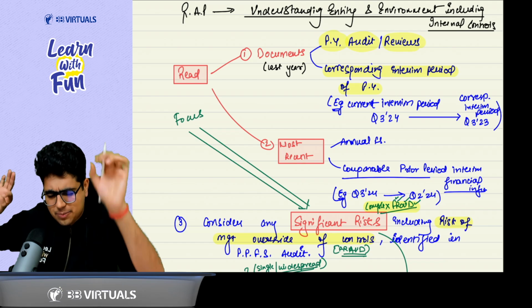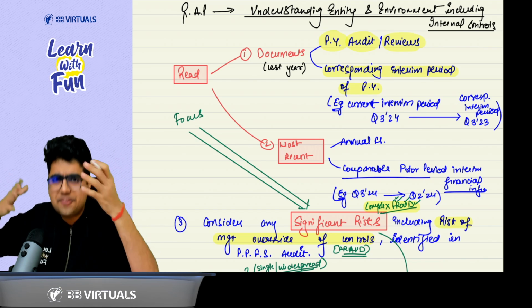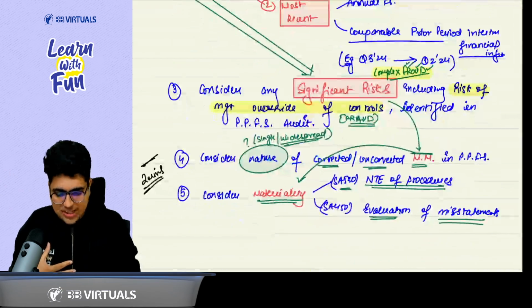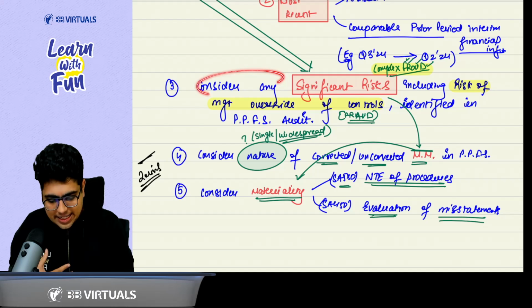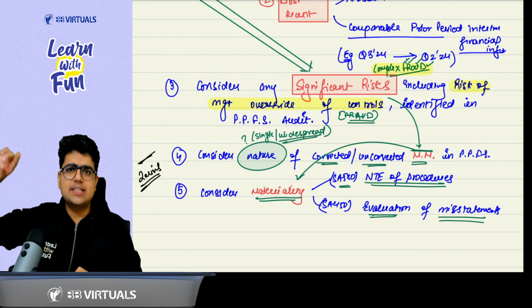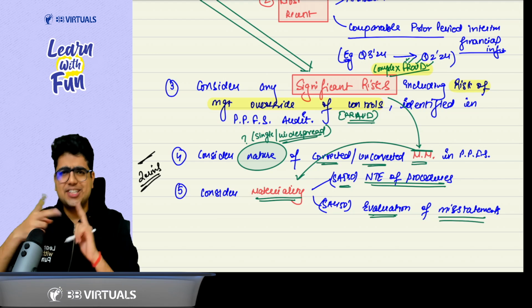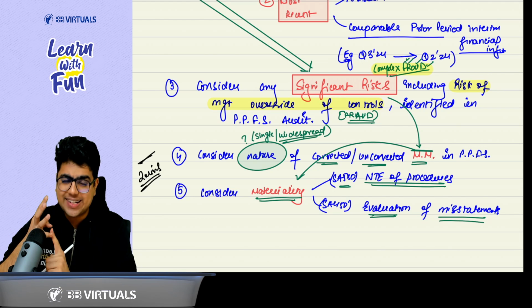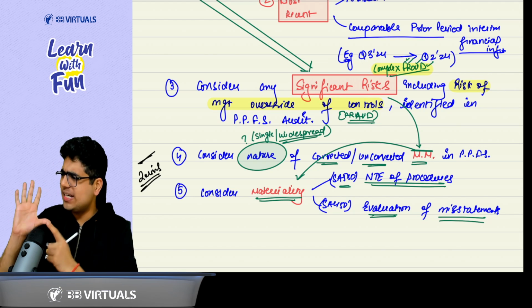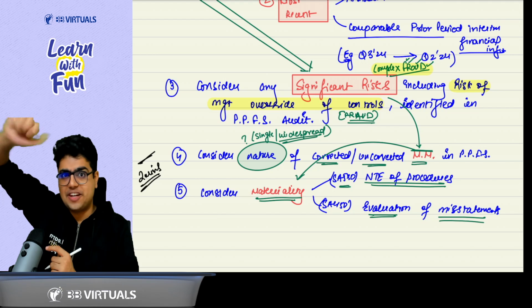Whenever you are reading them, what will you focus on? We will focus on understanding the significant risk, that is, consider any significant risk. What is a significant risk? The examples that we have discussed in SA 315: complexity of transaction, fraud, related party, outside normal course of business, unusual nature, significant developments and degree of subjectivity. Revise 315 for more details.